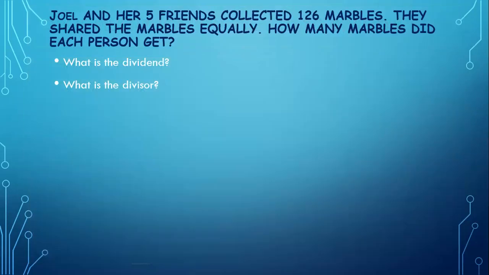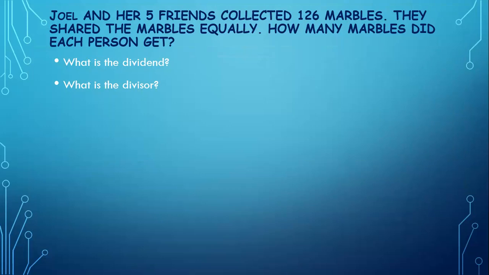Now, let us go to a problem solving question. Jewel and her friends collected 126 marbles. They shared the marbles equally. How many marbles did each person get? So that is the question. How many friends are there? Jewel and her 5 friends. That means altogether there are 6.